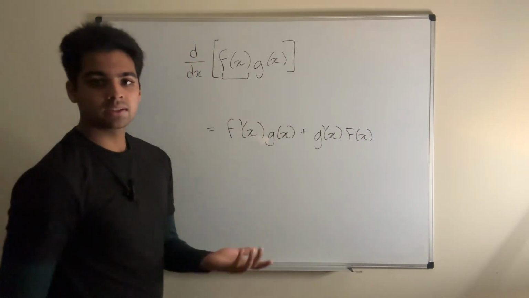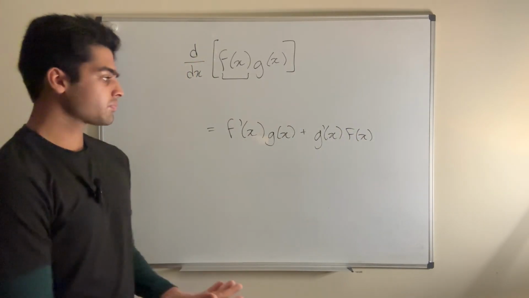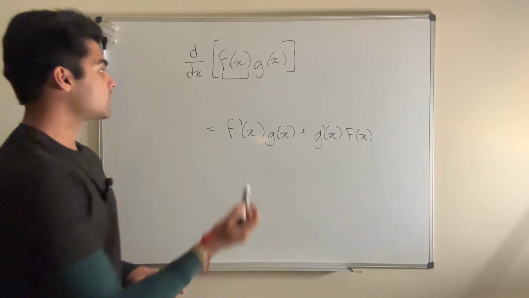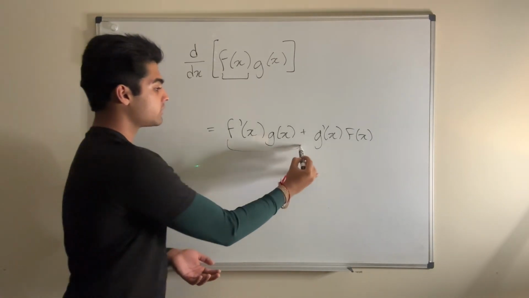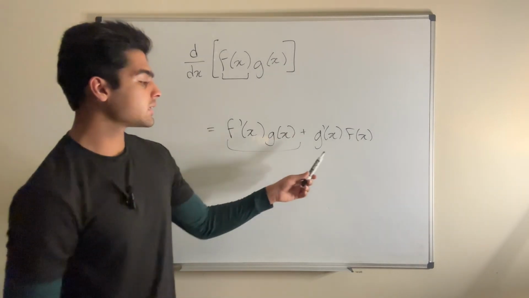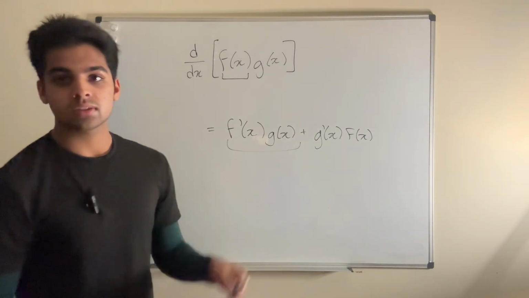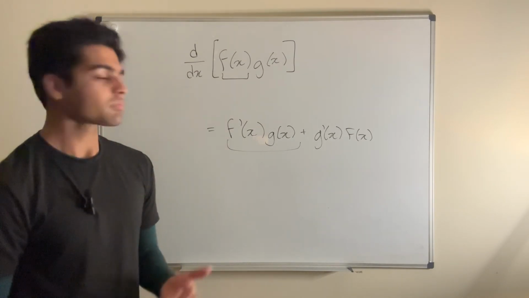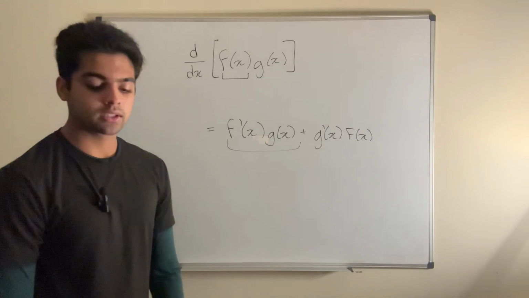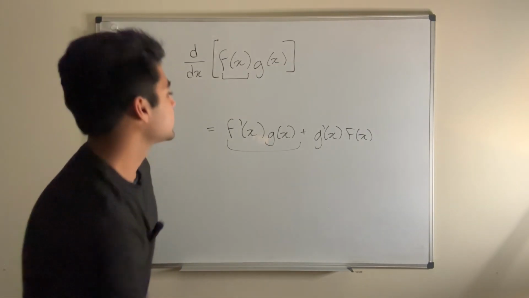So it's actually pretty easy to think about. We still have to take the derivatives of both functions individually, but for the first part of it, we're just taking the derivative of the first function, but leaving the second function by itself. Then we're adding the derivative of the second function times the first function by itself. So that's all the product rule is, basically. Let's do a quick example.